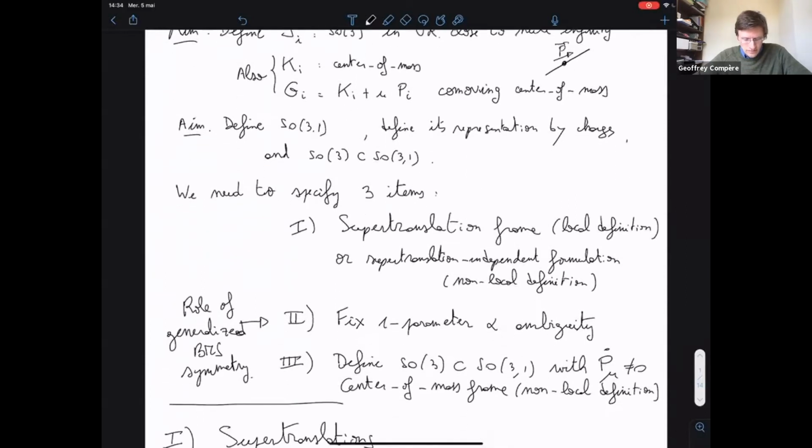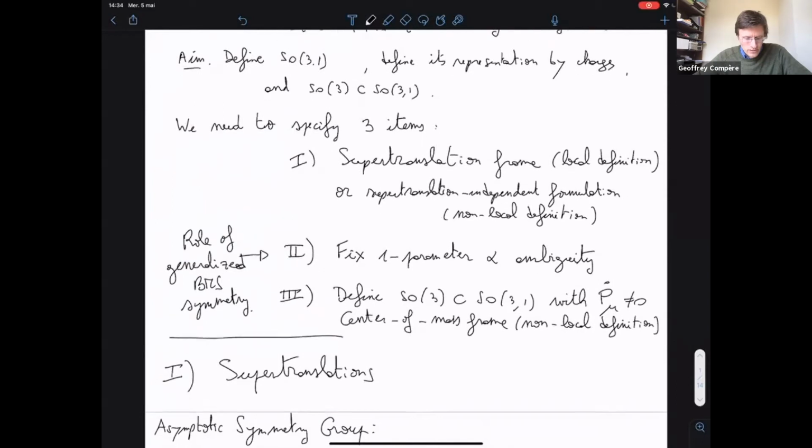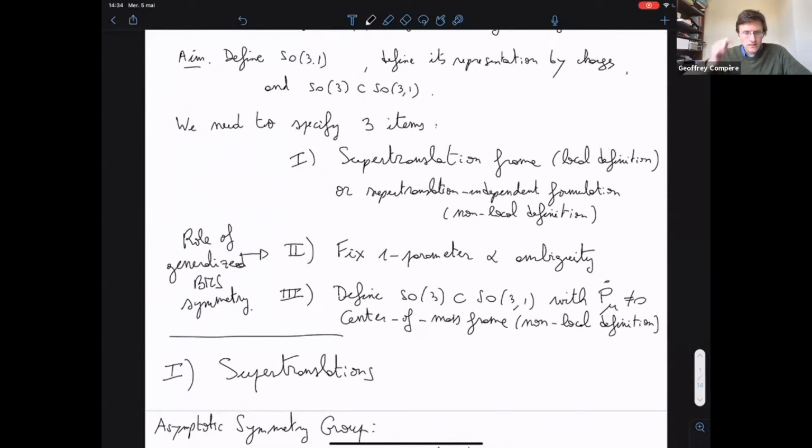I will separate my talk into three parts to specify the angular momentum. One part is to specify the supertranslation frame. As you know, there is a BMS supertranslation ambiguity in the frames at null infinity, so we have to specify that. Alternatively, we have to give a formulation which is supertranslation independent, and that will give you a non-local type definition. I can talk about it a bit as well.